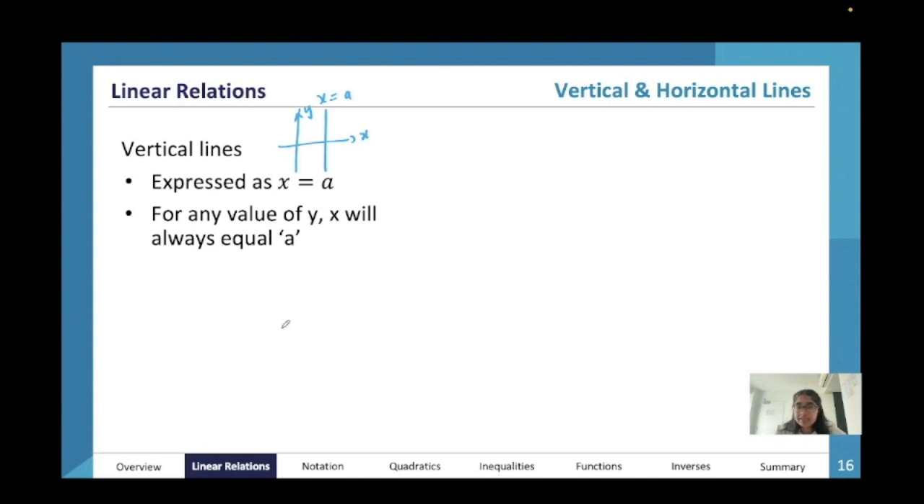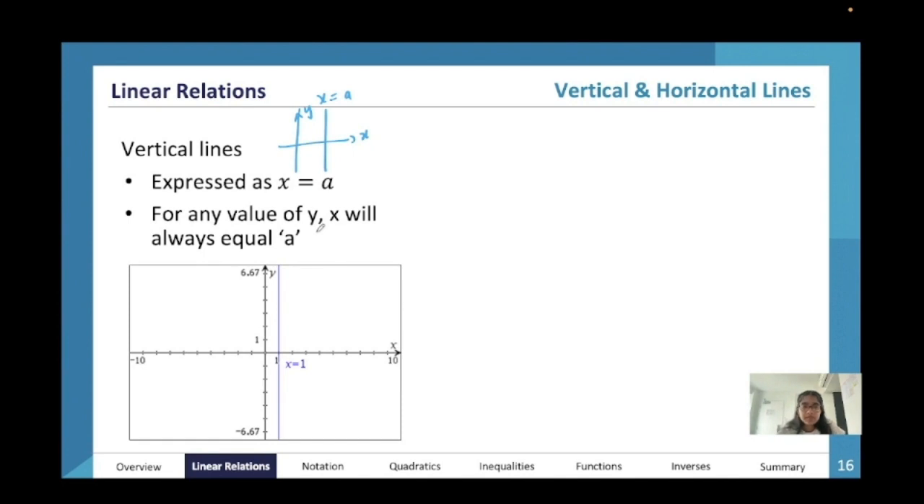So basically, regardless of what your y value is, x will always equal a. So if I was like x equals 1, and that's my vertical line, then whether y is negative 100, whether y is 0, x is still equal to 1. So this is an example of that line. So y can be 3, and x is still equal to 1. Y can be negative 6.67, and x is still equal to 1. So regardless of the y value, x is always equal to that constant.